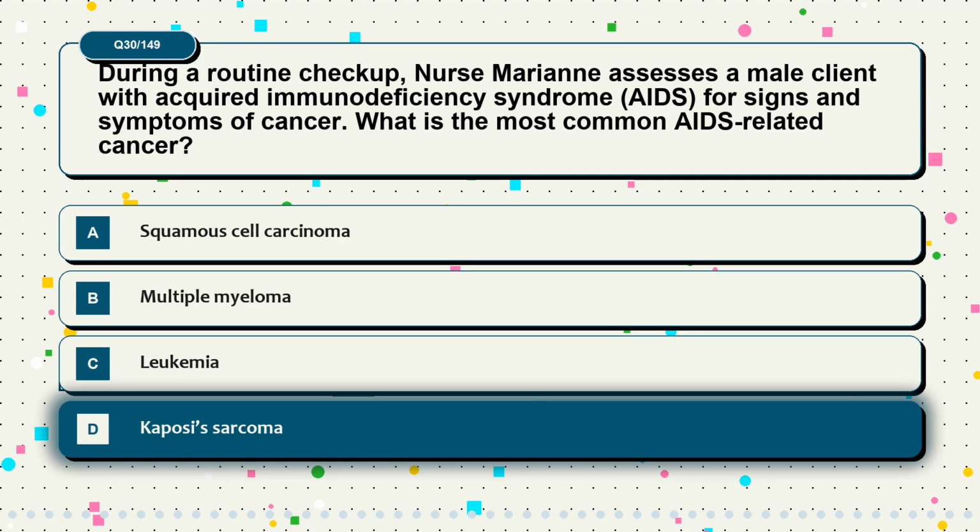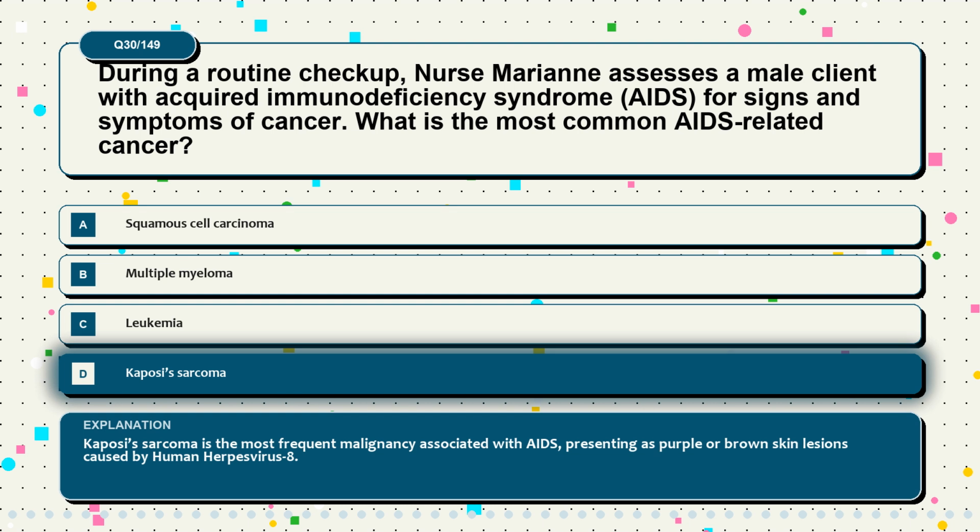The correct answer is option D, Kaposi sarcoma. Kaposi sarcoma is the most frequent malignancy associated with AIDS, presenting as purple or brown skin lesions caused by human herpesvirus 8.